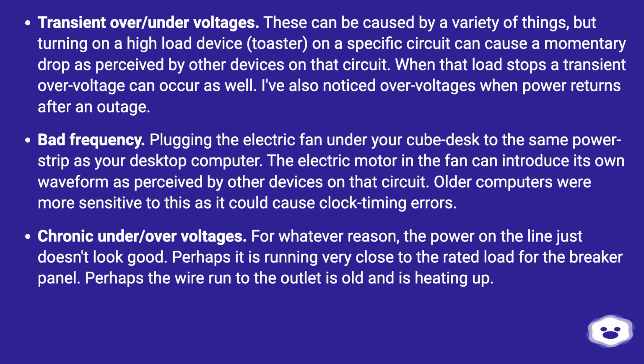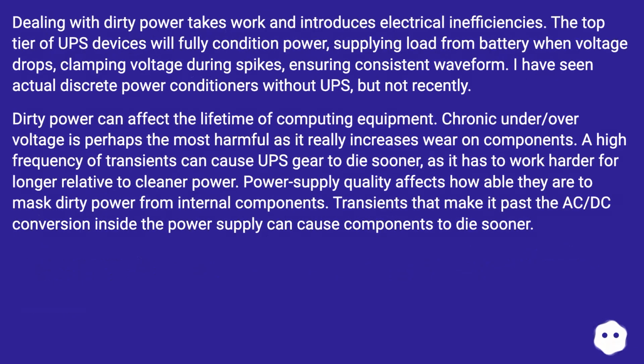Chronic under/over voltages. For whatever reason, the power on the line just doesn't look good. Perhaps it is running very close to the rated load for the breaker panel. Perhaps the wire run to the outlet is old and is heating up. Dealing with dirty power takes work and introduces electrical inefficiencies.